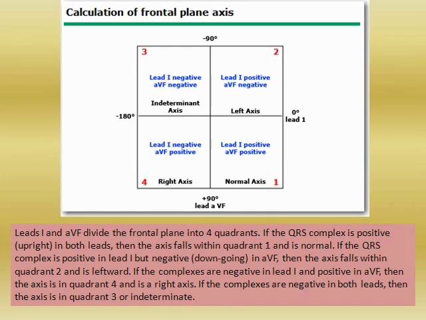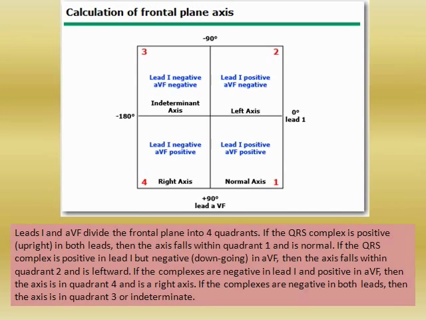And the plus 90 degree is the lead AVF positive, and minus 90 degree is the north pole, that is a negative part of the AVF. And the normal axis is in the right lower quadrant. Lead 1 will be positive and AVF will be positive. And if lead 1 is negative and AVF is positive, this means it is in the right axis, which is the 4th quadrant.